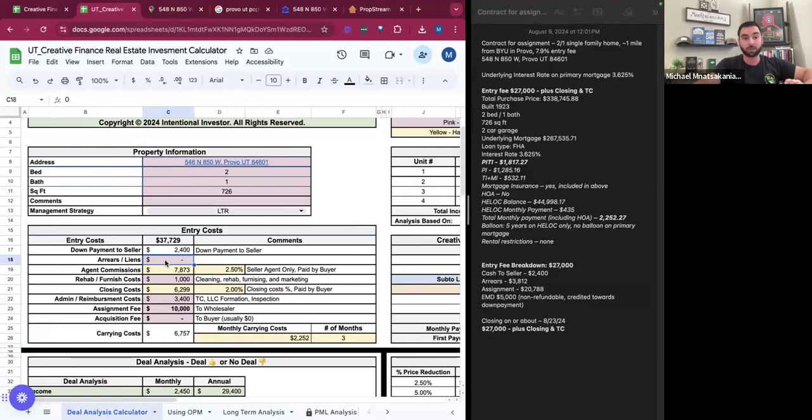We have our down payment to the seller. There are arrears or liens that need to get paid back, which means they're behind a mortgage payment. Looks like they're behind 1.5 mortgage payments. I don't know. Well, here's the PITI, 1817. So it looks like 2 months. So equals 1817 times 2, 3634. So they're behind roughly 2 months of mortgage payments up to this point.